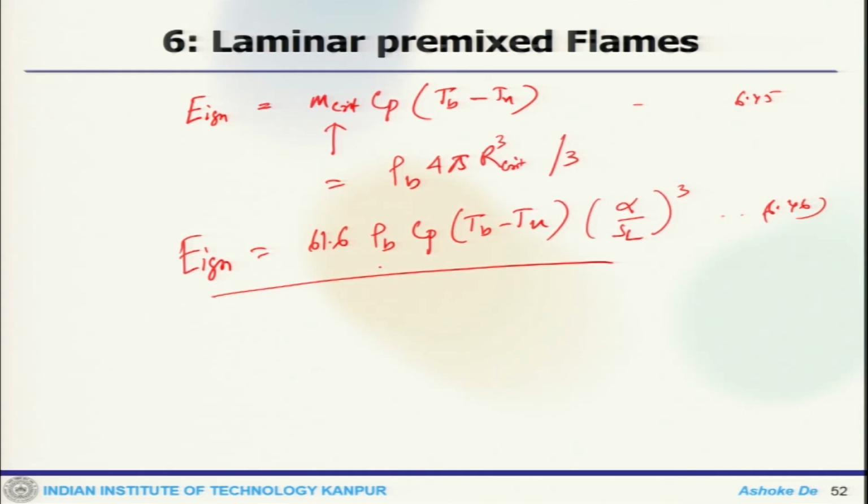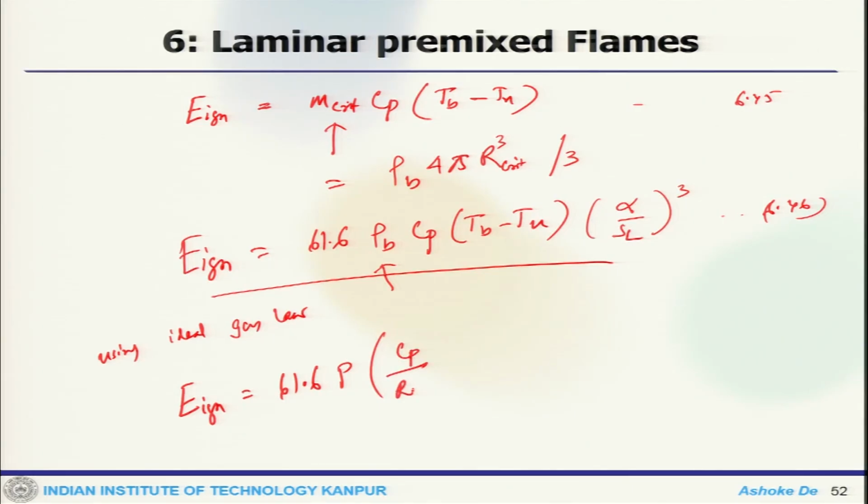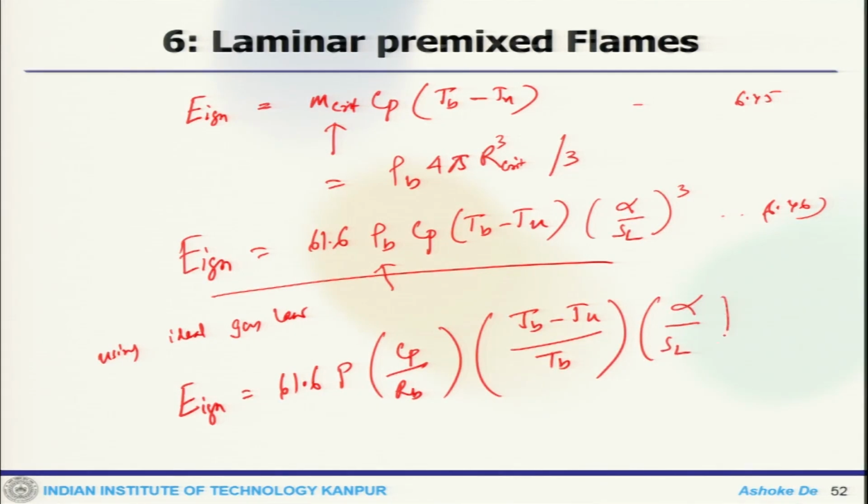Now, one can eliminate rho b from here by using the ideal gas law. If we do that, using the ideal gas law, one can eliminate rho b and you get E equals 61.6 P Cp by Rb, (Tb minus Tu) by Tb, (alpha by SL) cubed. So, that is what you get. So, this is my ignition energy expression.